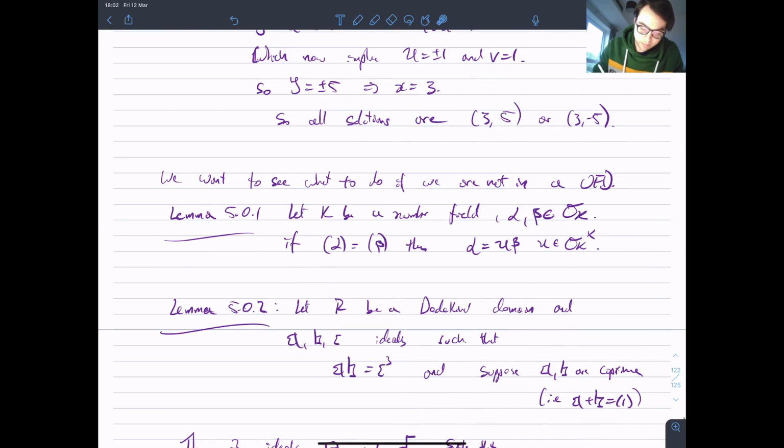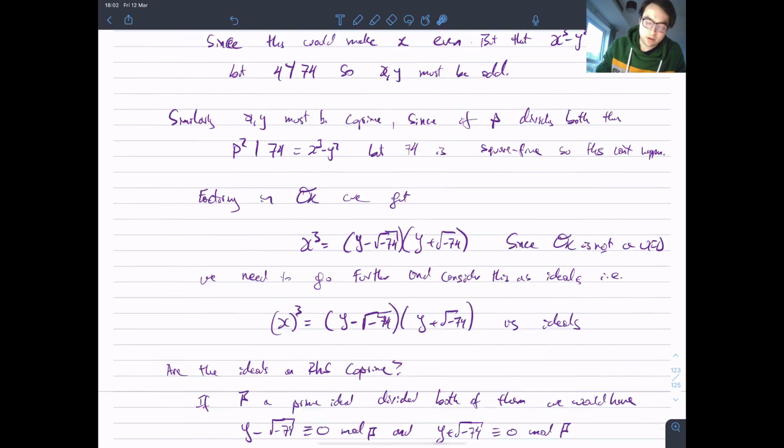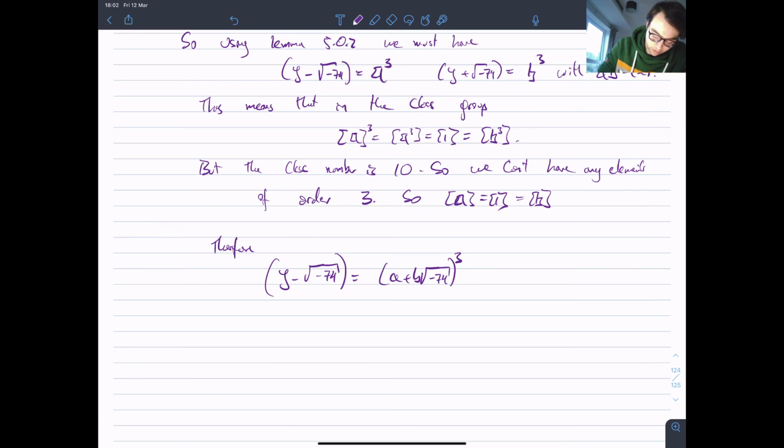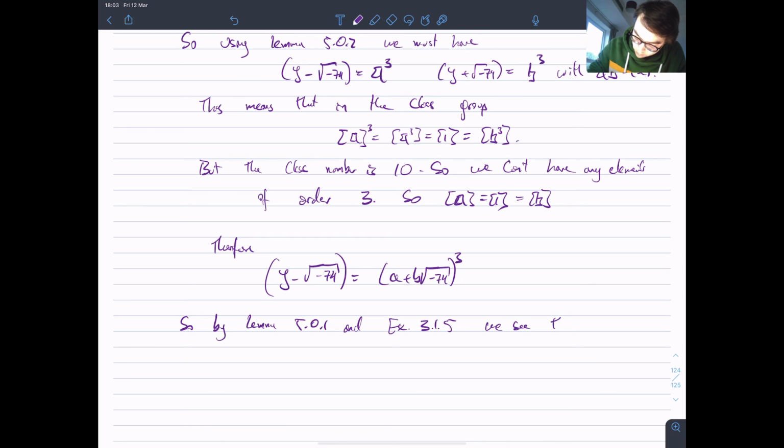So now I want to use my first lemma. If I have two elements and the ideals are the same, then they differ up to a unit, and in these quadratic fields, I know what all the units are by one of the exercises in the problem sheets. So by lemma 5.01, and exercise 3.15 of the notes that tells me what all the units are in quadratic fields, we see that up to a unit, so in this case units are plus or minus 1, we can expand these two things out and compare coefficients.